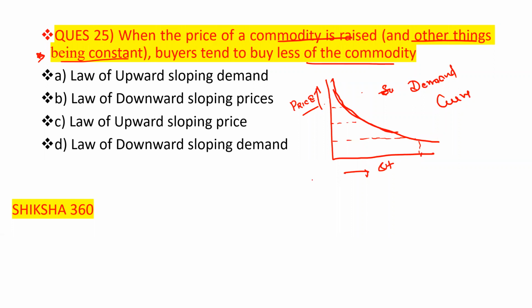So when the price of the commodity rises, what will happen here? The quantity is going to decrease. So what it tells us is the law of downward sloping demand, because the demand curve is downward sloping. So the law of downward sloping demand is the correct answer. You have to remember these things while answering all these questions, very important from the examination point of view.